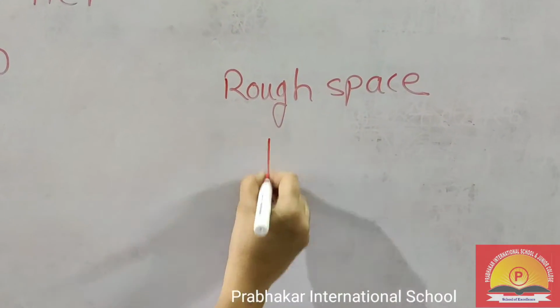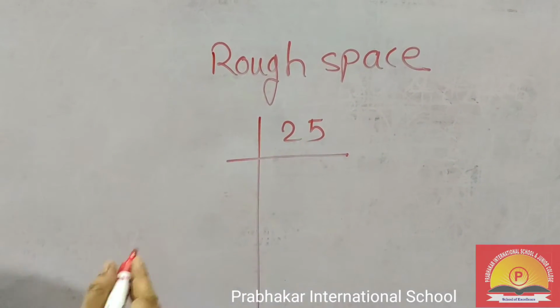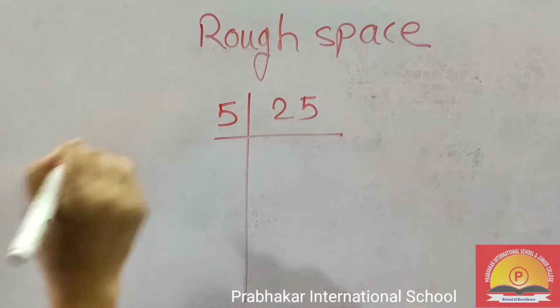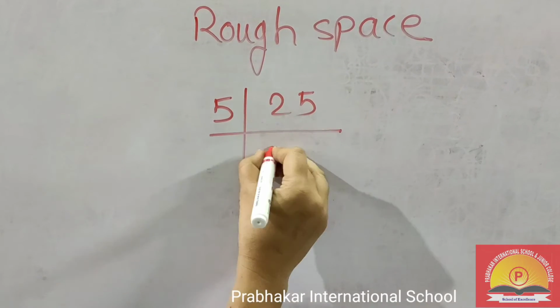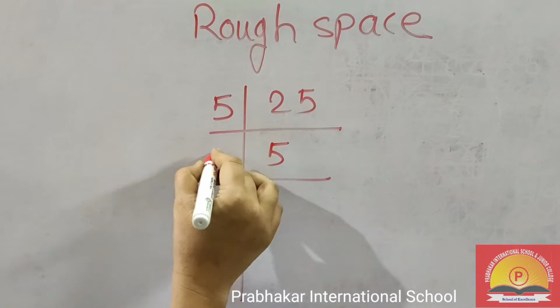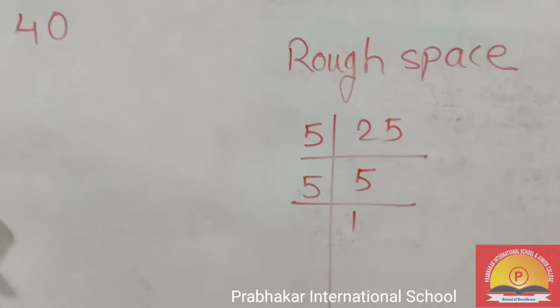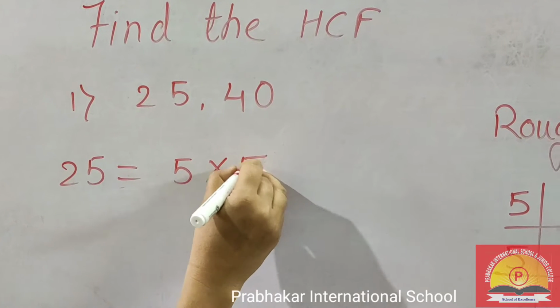Now 25, find out the prime factors. So you know that at the unit place 5 is there, means the entire number is divisible by 5, that is divisibility test of 5. So 5 5s are 25, 5 1s are 5. So which are the factors of 25? Right here 25 equal to 5 into 5.